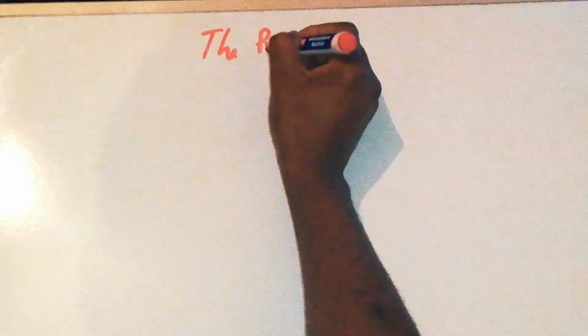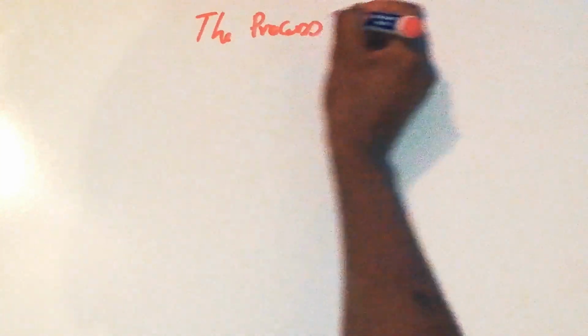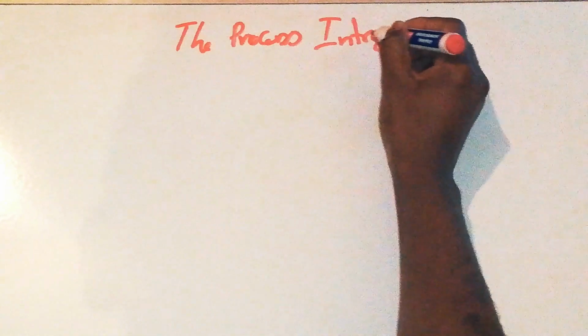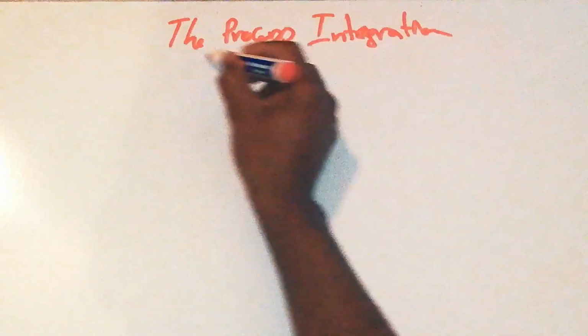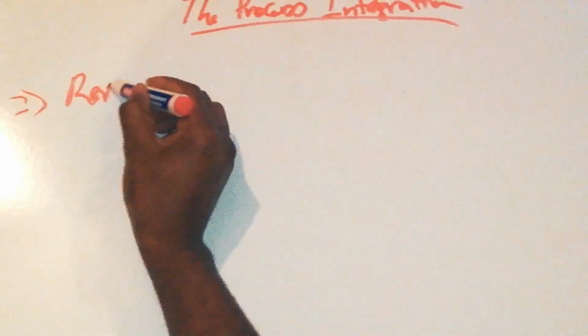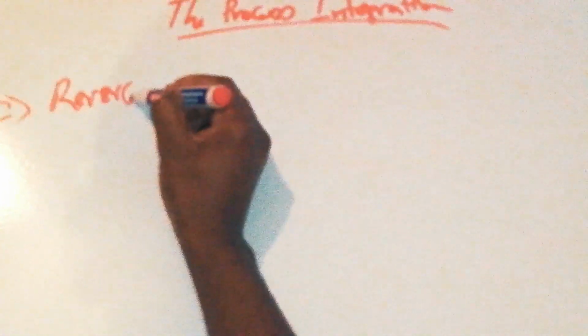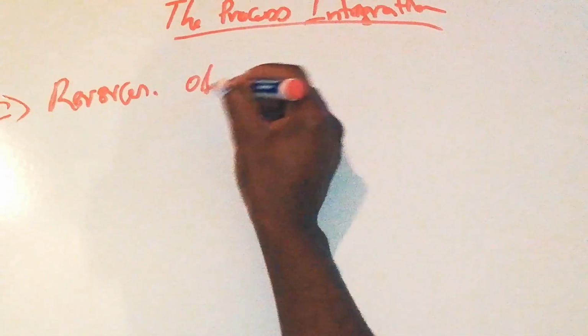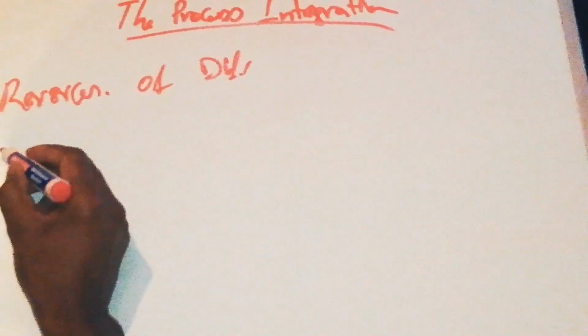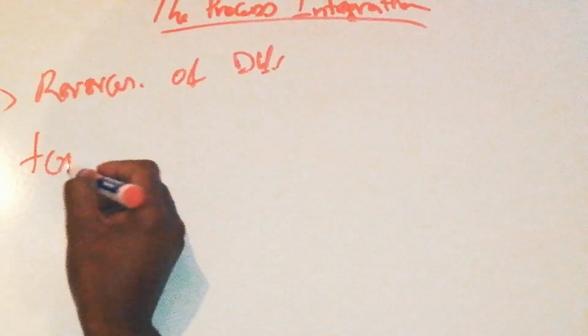In this video, we're going to go through the process of integration. Okay. So we need to know that the process of integration reverses the process of differentiation. Right. First, in differentiation, what we do is we start with a function. Let's say this is the function.